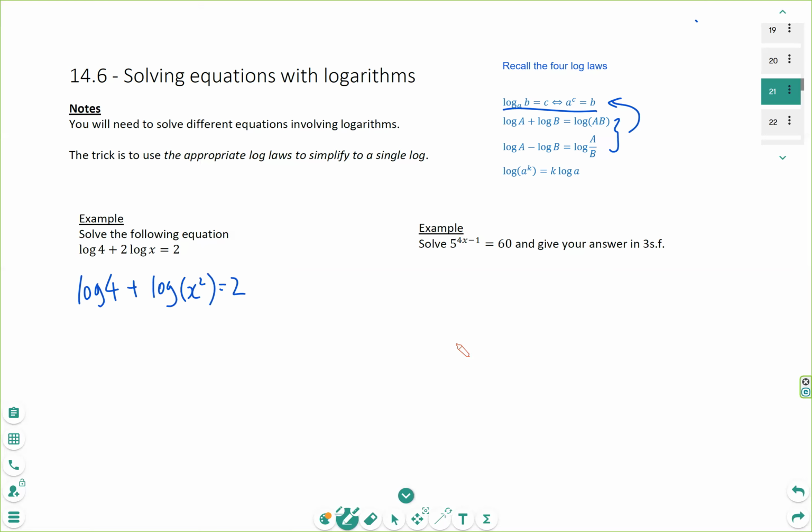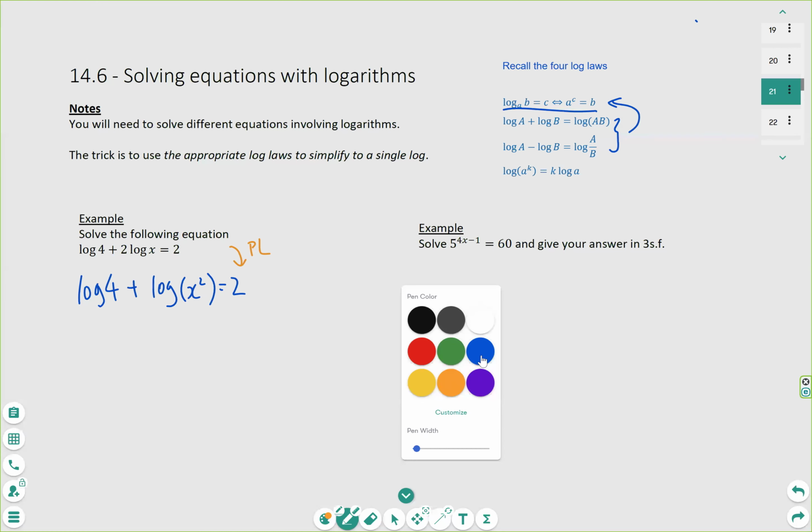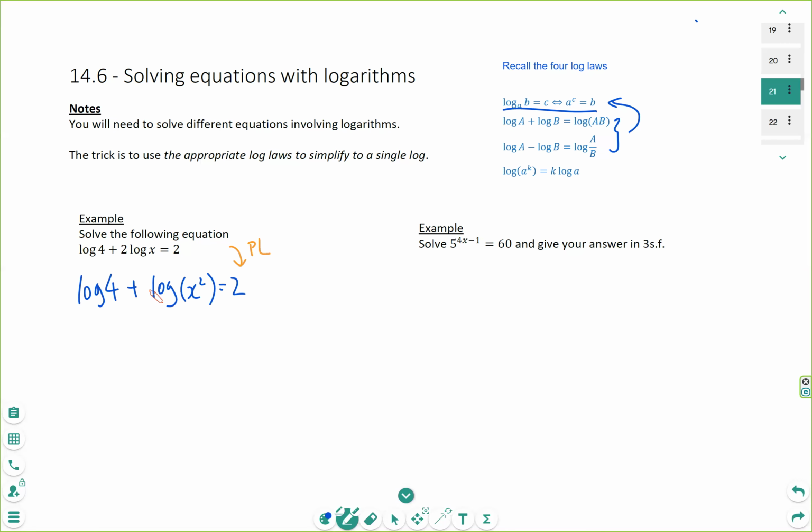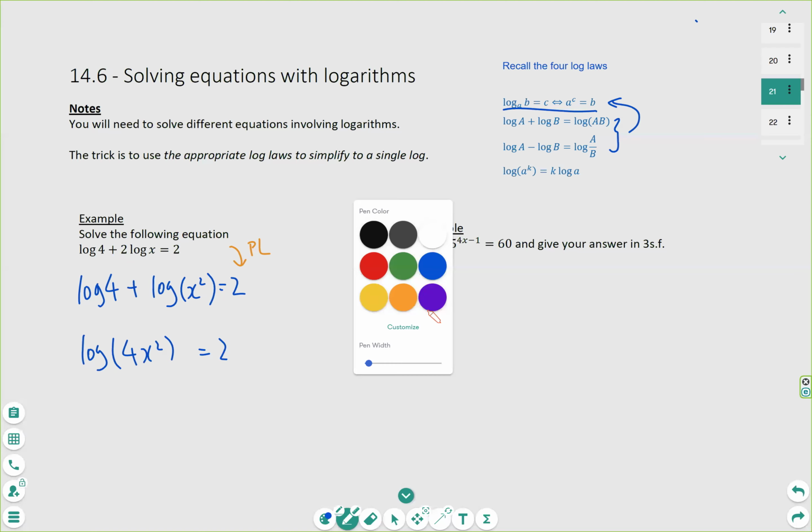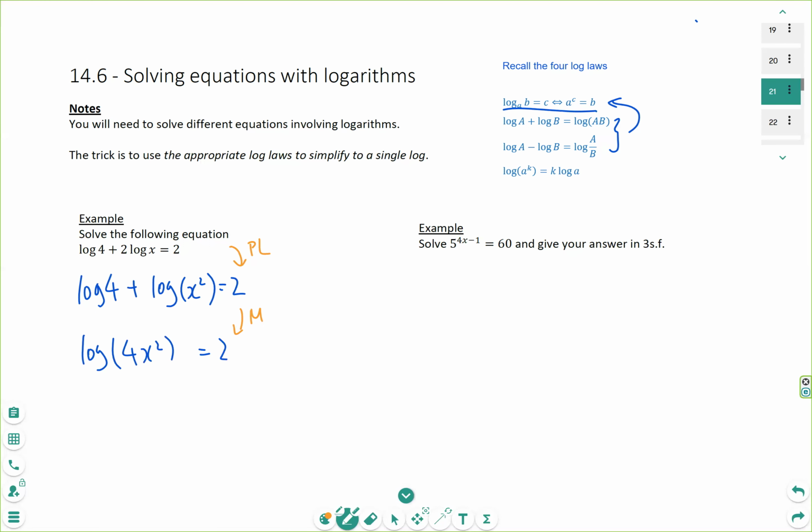So here we are using the power law. The reason is we don't want anything in front of the log. And why don't we want anything in front of the log? Because then we can use the multiplication law to put them together into one single log. Log A plus log B equals log AB. So that's the multiplication law. Let me write that again: this is the base law, this is the multiplication law, this is the division law, and that's the power law.